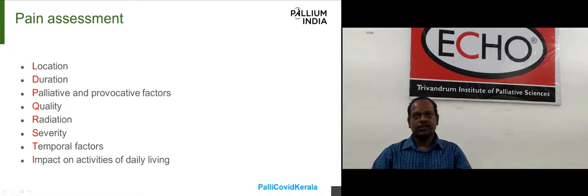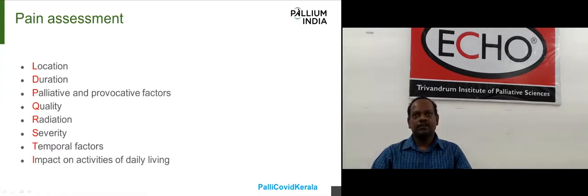Next is quality. The patient describes pain as aching, stabbing, throbbing, burning, lightning. So these are some descriptors used by the patient to describe the pain. It is important for us to find out the quality, because from this we can get a clue about the type of pain. Mainly there are two types of pain: nociceptive pain and neuropathic pain.